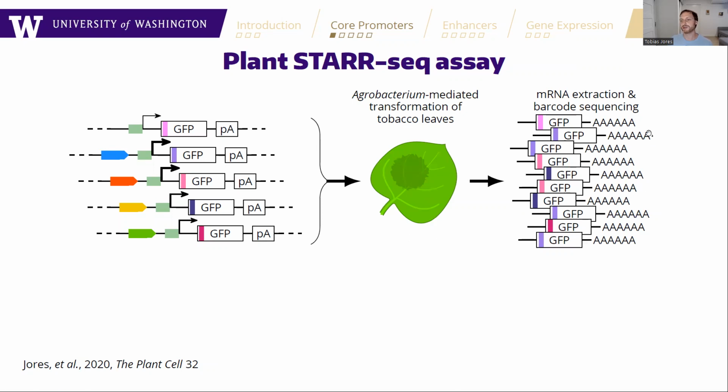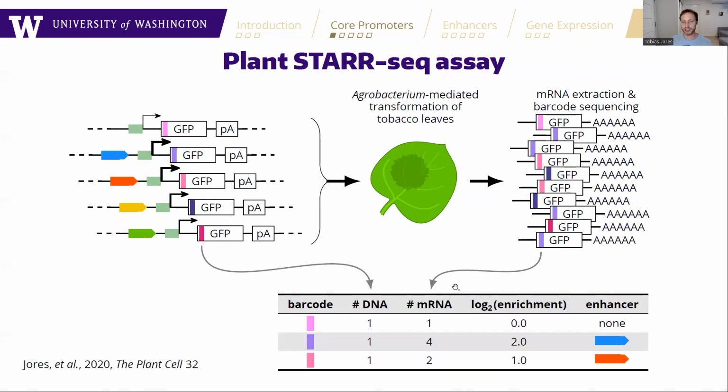And after 2 days in the leaves, we can then extract the mRNAs of the reporter gene and sequence the barcode both in the RNA as well as in the DNA input. This will give us a table of how often each barcode was detected by next generation sequencing, either in the DNA input or in the RNA output. We can then calculate the enrichment of a barcode in the RNA, and this enrichment is a direct measure for the strength of the associated enhancer.